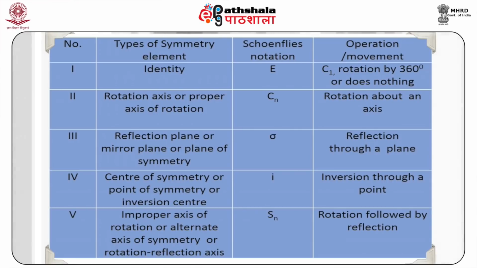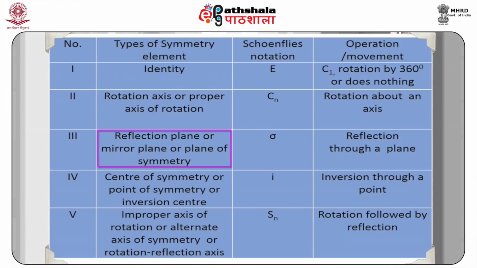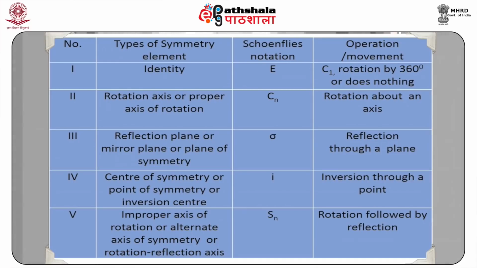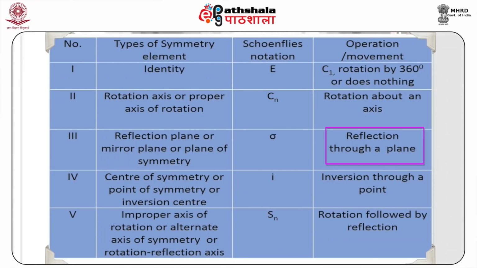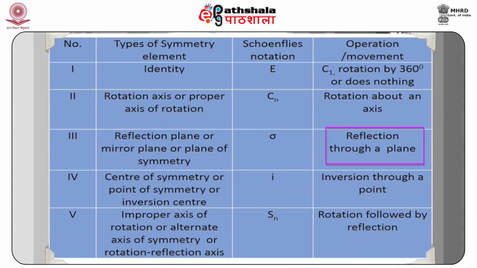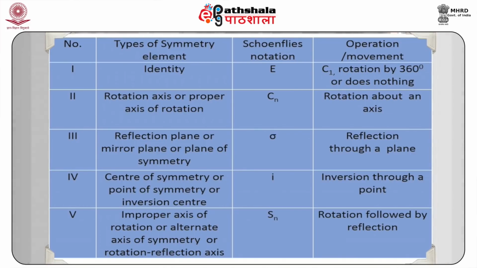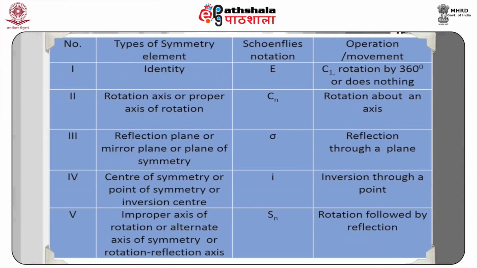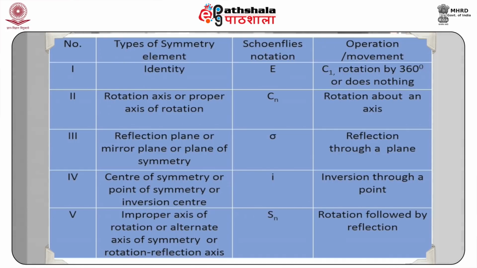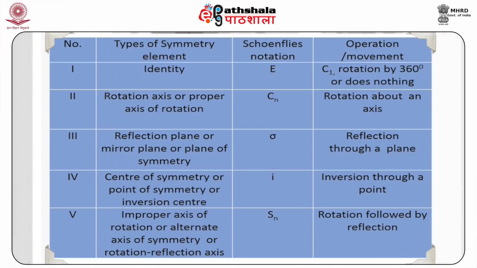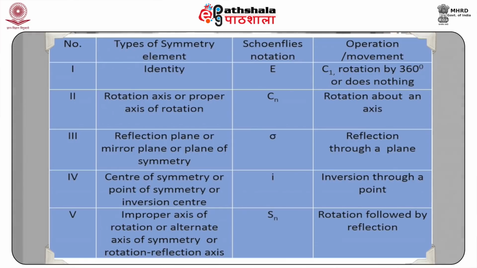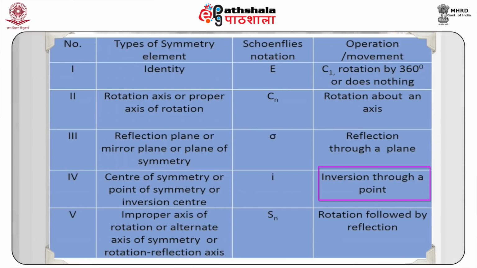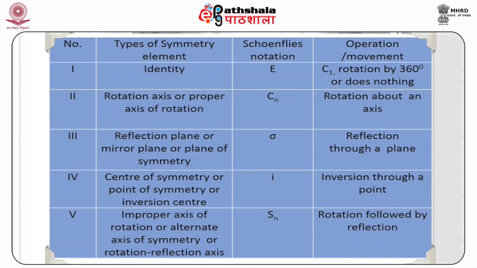Now, the third symmetry element is the reflection plane or mirror plane or plane of symmetry. The symbol is sigma. And in this what we do? We put a plane in the middle of the object and then reflect one part of it to the other part of the molecule and then see whether this matches or not. The fourth symmetry element is the center of symmetry or point of symmetry or inversion center. Its symbol is i. The operation done is inversion through a point. Through a point is nothing but through the origin generally.